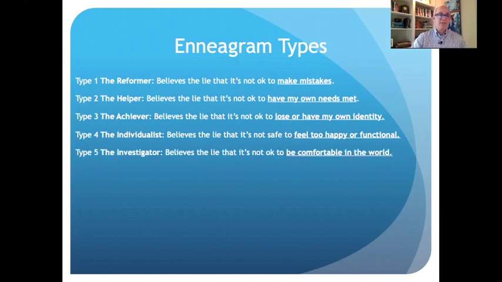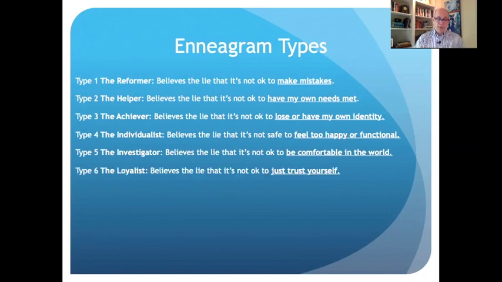The type 5 is the investigator. This person is intense, cerebral, perceptive, innovative, secretive, and isolated. A lot of engineers are an investigator, some accountants as well. They tend to believe the lie that it's not okay to be comfortable in the world. They want to tweak it, got to make it better. These folks can certainly be very helpful on a team, and you don't want too many of them, but you definitely want them there.